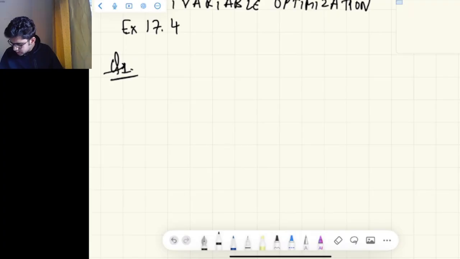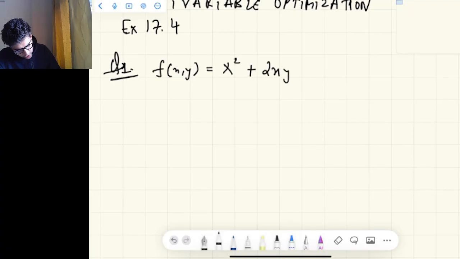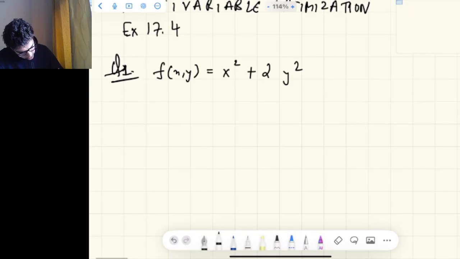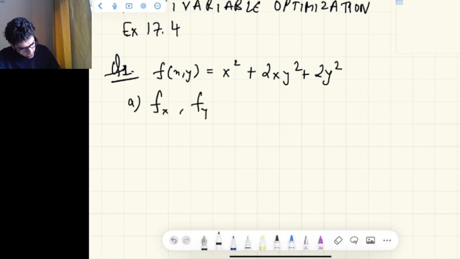The question is, consider the function f defined for all x, y by, so this is a function f(x, y) given to us, which is x square plus 2xy square plus 2y square. Compute the first and second order partials of f. So we need to compute fx, fy, fxx, fyy.